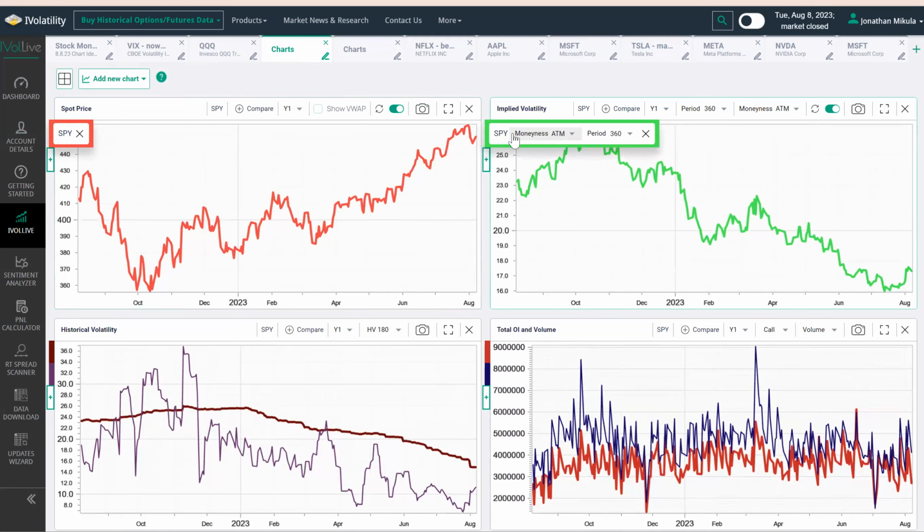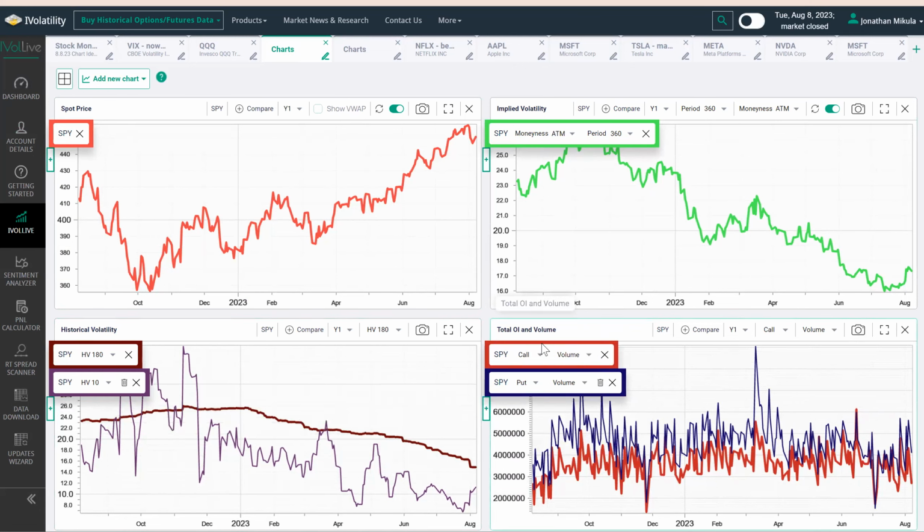It's going to give you the implied volatility for at the money options for the S&P, for period 1 year. It's going to give you the historical volatility for SPY for 1 year. And it's going to give you the total options open interest and volume for the S&P for 1 year. So this is going to be your default, right? S&P is probably the most followed index that our users have.